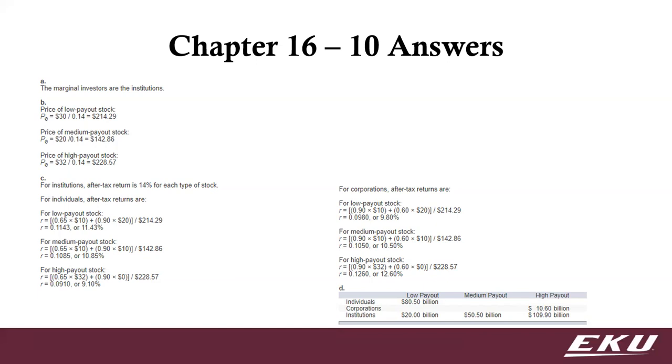Like we said, individuals, how much they invest, and they're going to go into the low payout because that gives them the highest return, right? The 11.43%. Corporations are going to go into the high payout stock because that gives them the highest return, 12.6%, right? So all 10.6 billion goes there. And then institutions are basically indifferent, so they just fill out the rest.